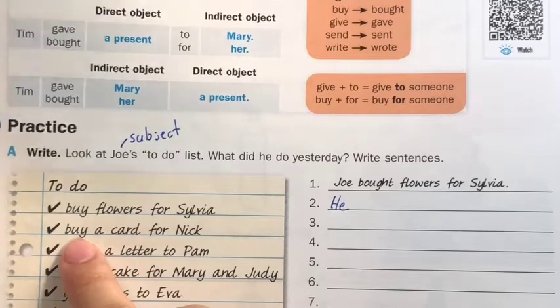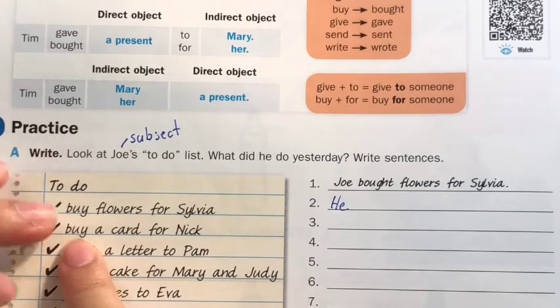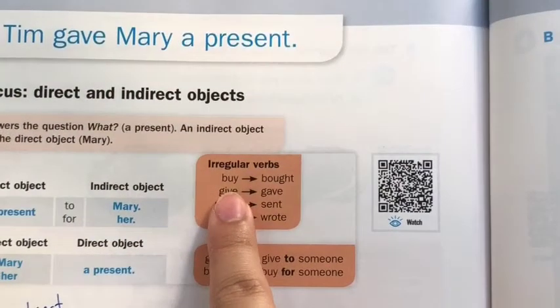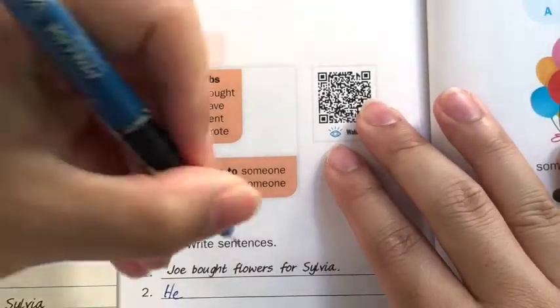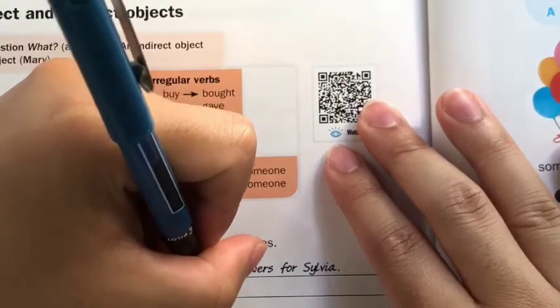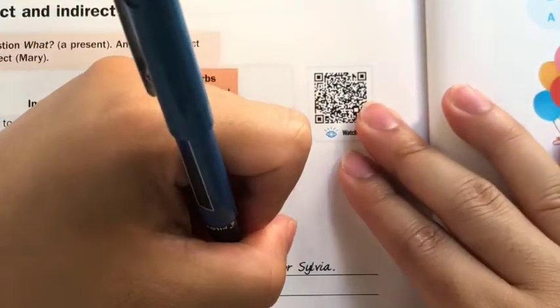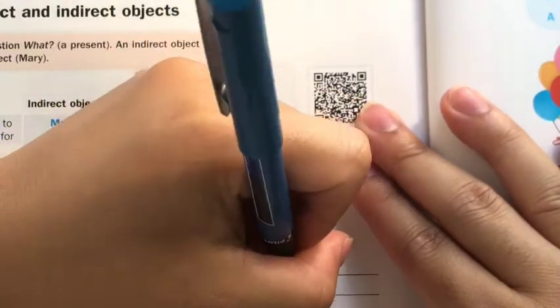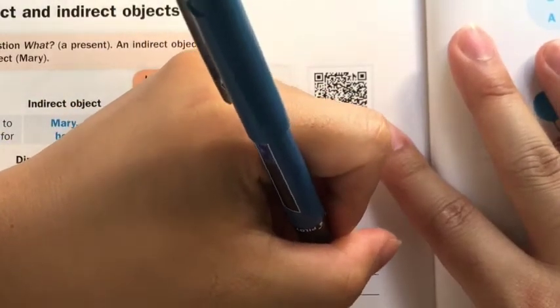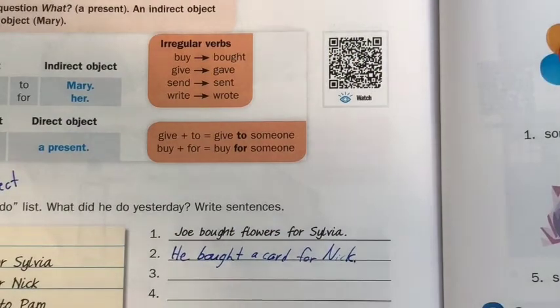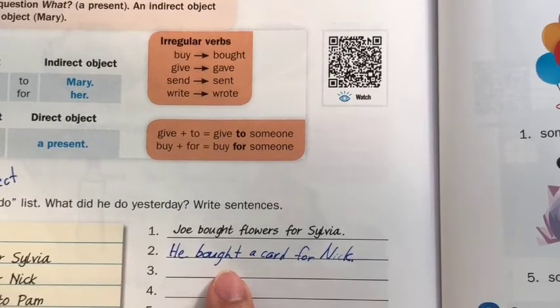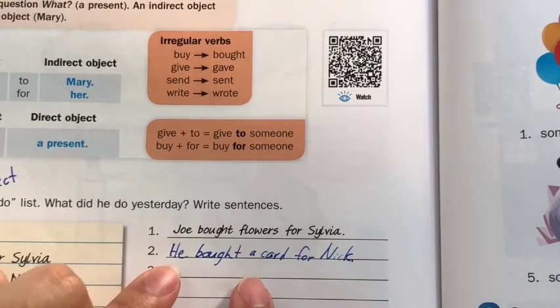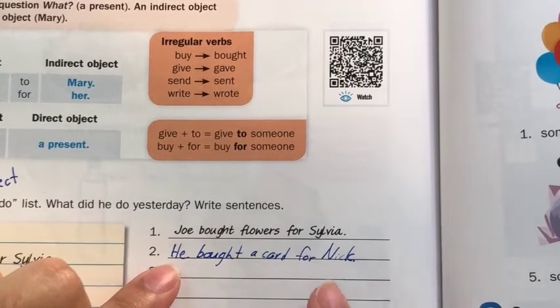What do we change the verb buy to in past tense? We change buy to bought because buy is an irregular verb. So we say he bought a card for Nick. He bought a card for Nick. So in this sentence, we know the verb is bought, and the nouns are he, card, and Nick.